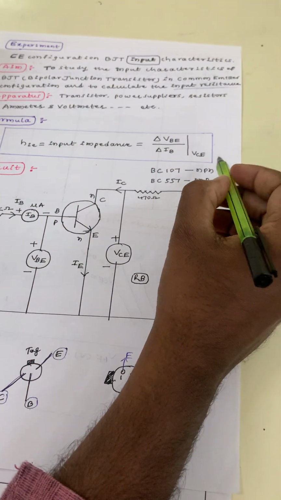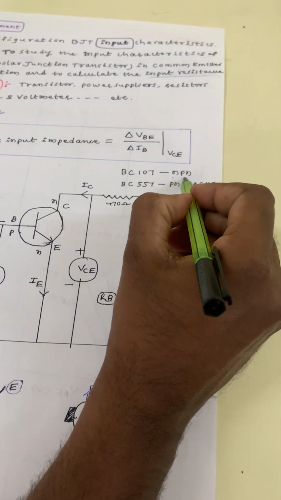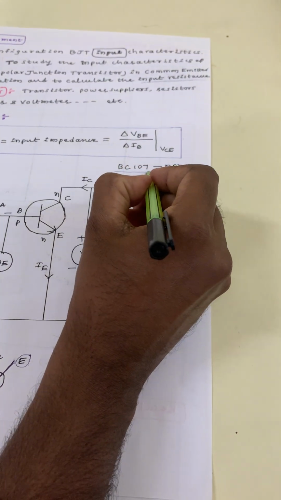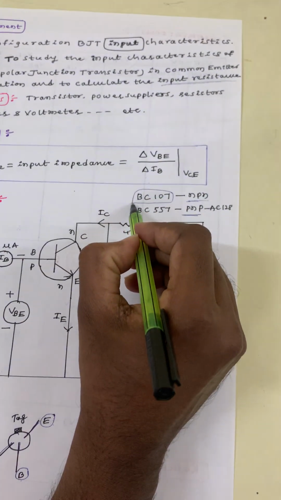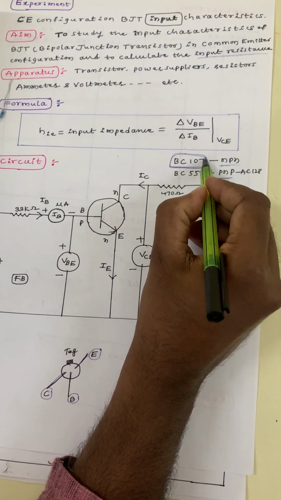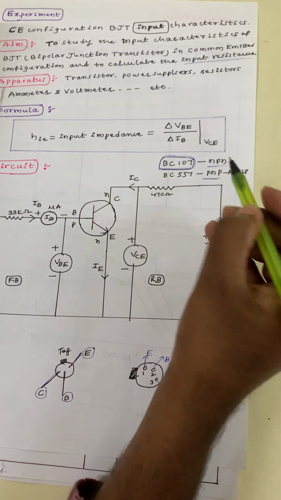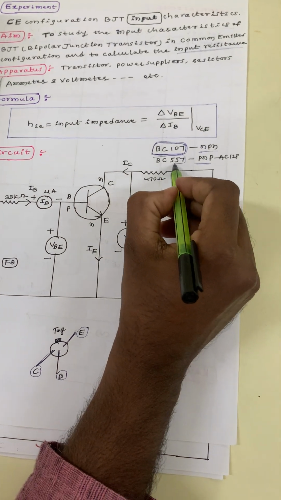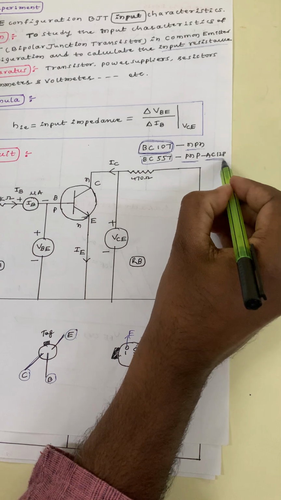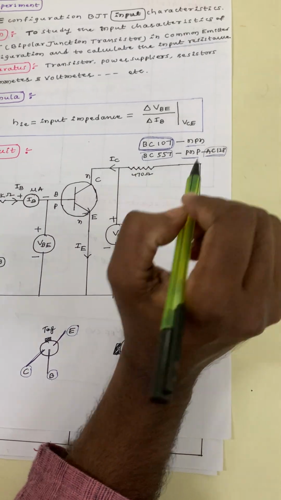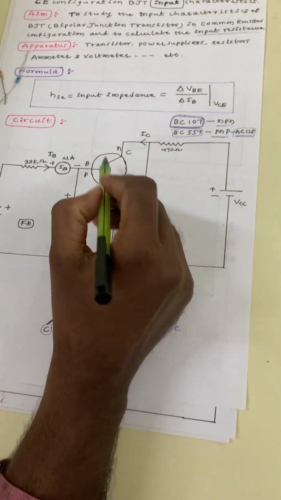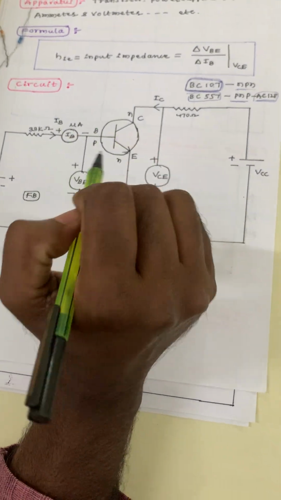How do we identify whether this transistor is an NPN transistor or a PNP transistor? The number BC107 is an NPN transistor. BC557 or AC128 is a PNP transistor. Based on your number, you have to connect here, whether it is NPN or PNP.